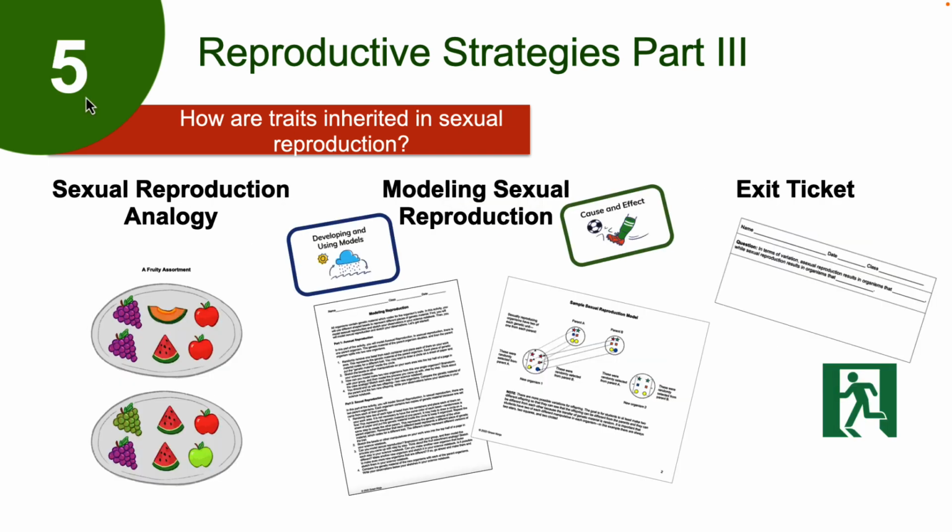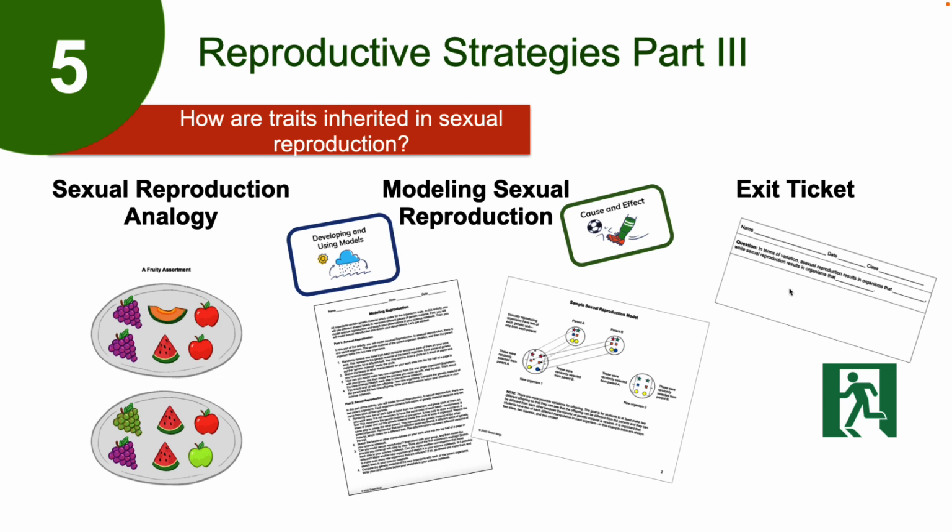In Lesson 5, we again start with an analogy, this time a fruit bowl. We challenge students to create new bowls of fruit with different combinations following some specific requirements. Students will use that analogy and a physical model to answer the question, how are traits inherited in sexual reproduction? Part 2 of the modeling reproduction worksheet guides the process. And we end with an exit ticket where students fill in the gaps in a sentence using their understanding of different types of reproduction.